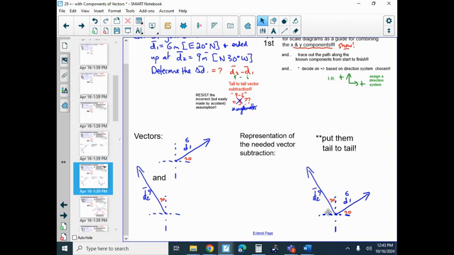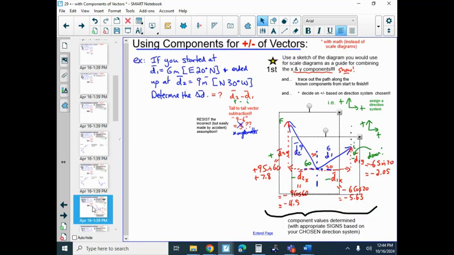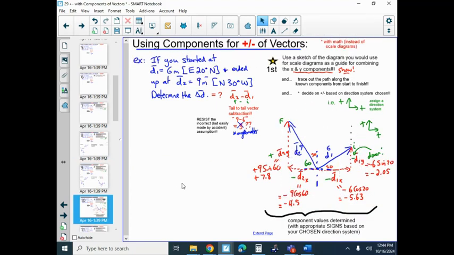So once they're tail to tail, then you can go ahead and actually do a bunch of calculations. You can calculate the x component and the y component, get all those values. And so that's all worked out here, basically, where you can look and say, okay, well, if I want the x component, I'm adjacent to the 20. So I'm going to do the 6 times cos 20.